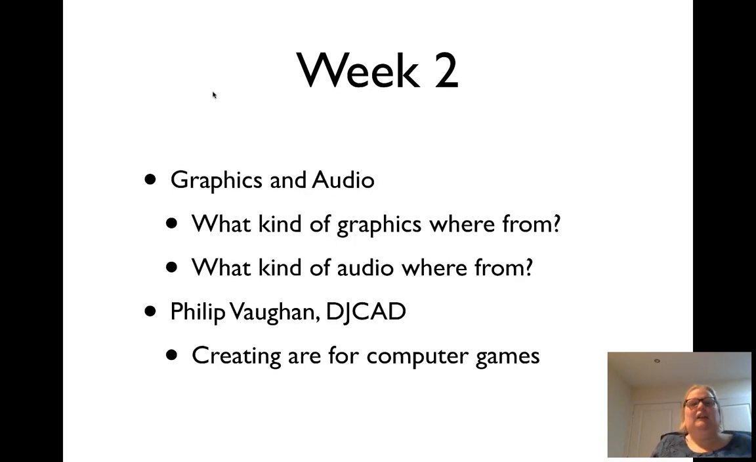Week 2, we're moving on to look at graphics and audio. And this is about what kind of graphics are you going to use and where you're going to get them from, what kind of audio you're going to use and where you're going to get them from. There actually are no marks at all for creating graphics and audio, so you can use other people's as long as you don't breach copyright. So I think that's really important. We will have a guest lecture from Phil Vaughan, who works for Duncan of Jordanstone College of Art and Design. He works in the animation team there, but in the past he has worked for the games industry, and he'll be talking about how you create art for computer games. So it's about art, not code.